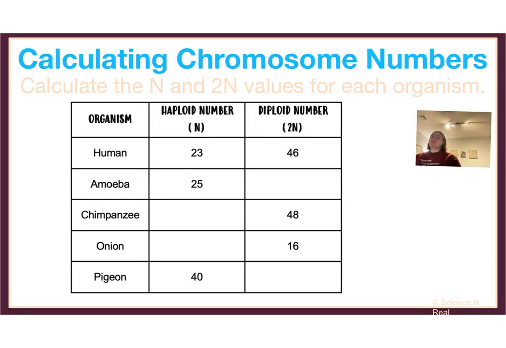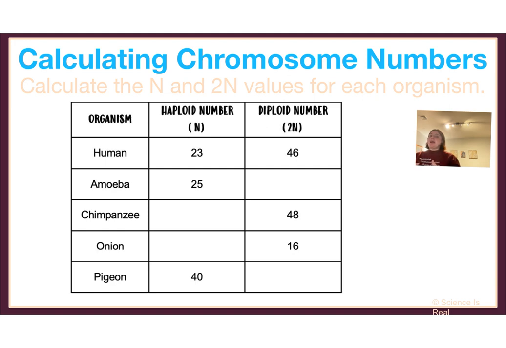So we're going to calculate the number of chromosomes. Go ahead and calculate either the n value or the 2n value. For example, for a human, n would be 23. And then 2n, so 2 times n, would be 46. So 23 times 2 would give us 46.